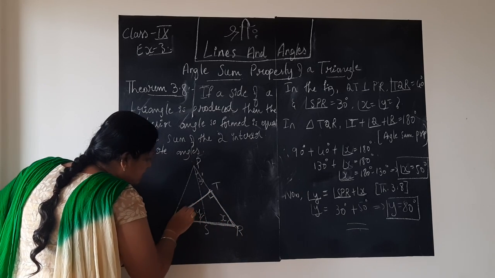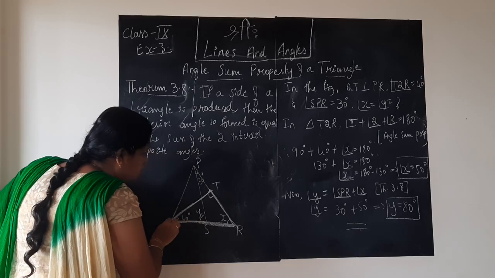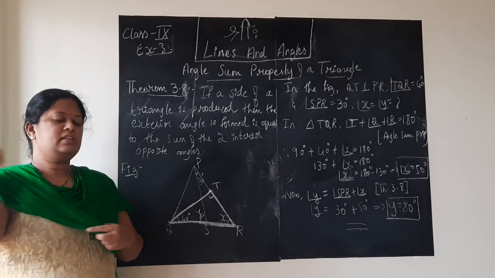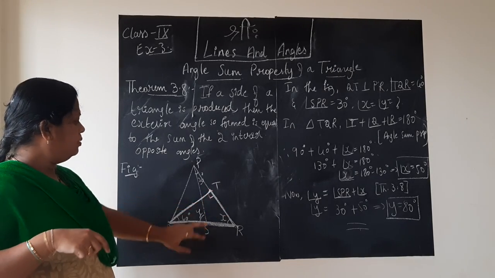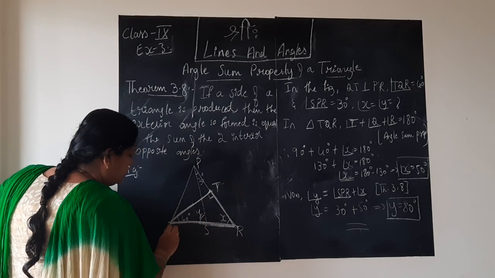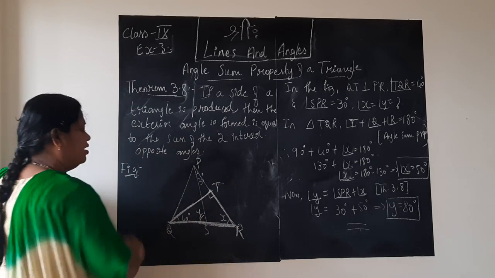This triangle, I have highlighted it. Hope you can see. As I told you in the last class, I cannot use colour chalk, children. It is of no use. No colour difference can be seen in the video. Hence, this highlighted part is a triangle. Which triangle is it? Triangle TQR.